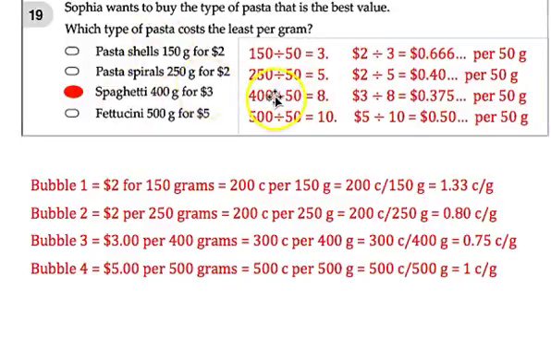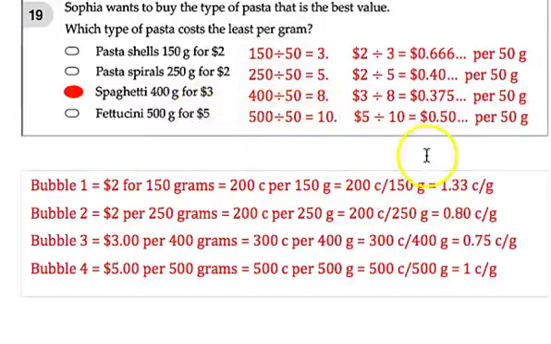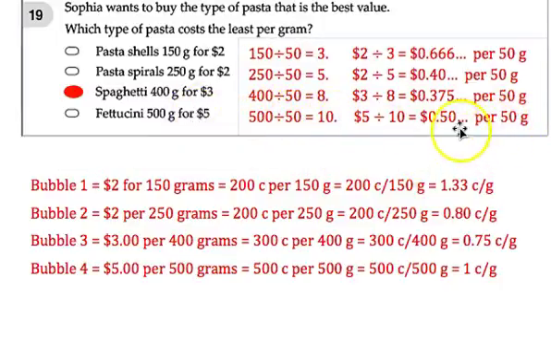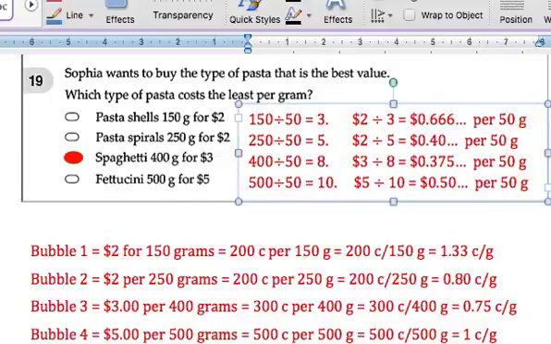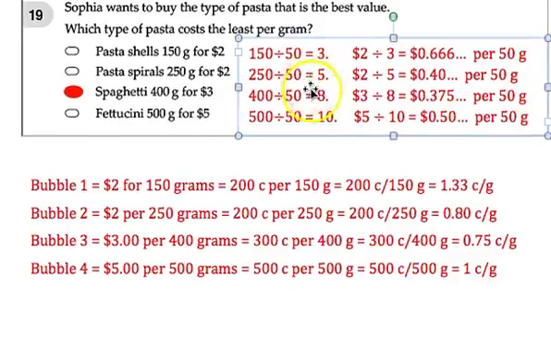Now the spaghetti, 400 divided by 50 is 8, so we divide the $3 by 8 and we get 0.375. So it's 37.5 cents per 50 grams. And the fettuccine, 500 divided by 50 is 10, so we divide the $5 by 10 to get the cost for 50 grams. And it's 50 cents for 50 grams, and as we can see again, this one here, sorry about that, is the cheapest, the third option. Okay, so you can do it either way.